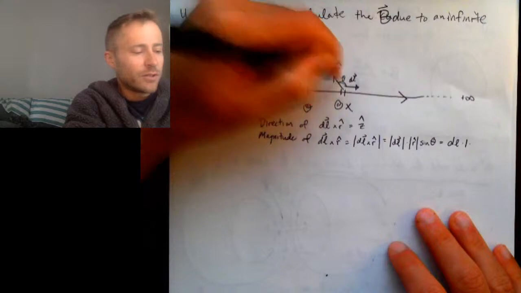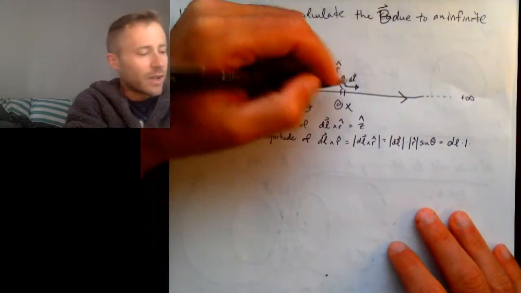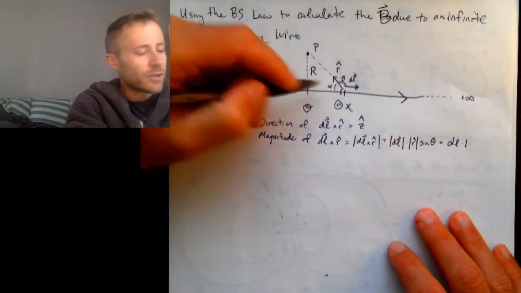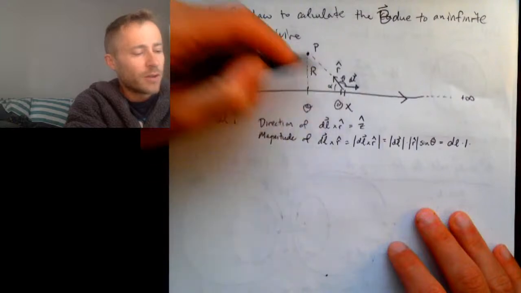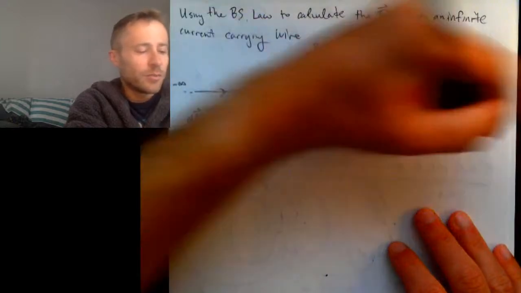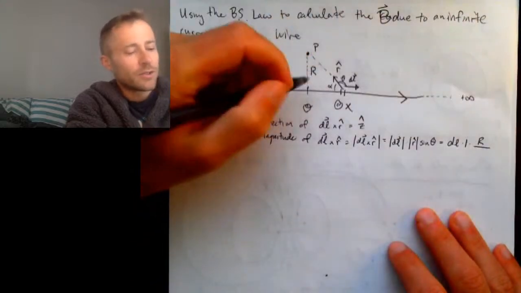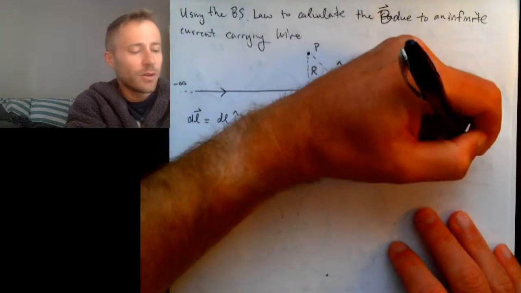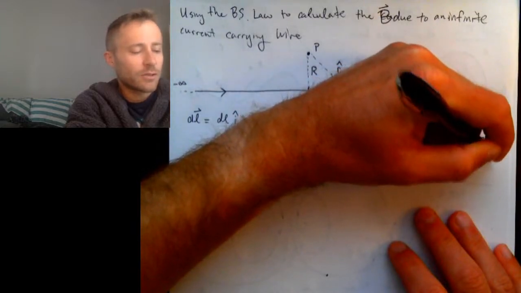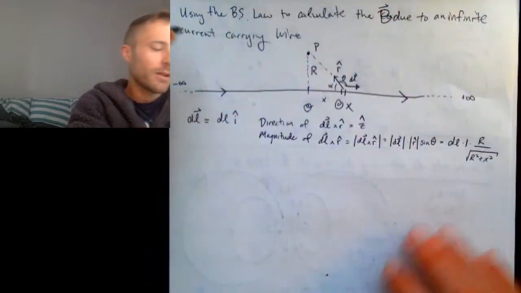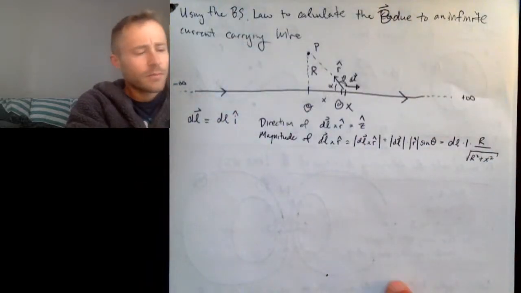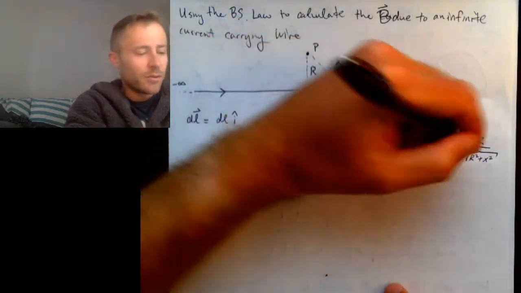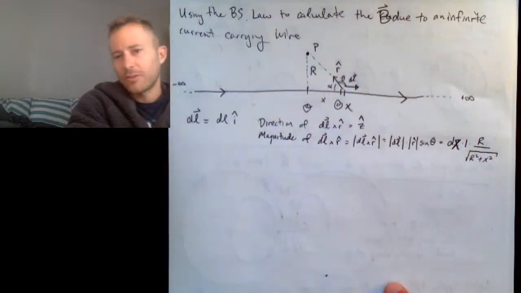So if this angle is theta, I want the sine of that angle, but it's actually the same thing as the sine of this angle. So that's going to be opposite over hypotenuse. Opposite is going to be r. Hypotenuse, this distance is x, so it's going to be the square root of r squared plus x squared. Okay? And actually, since dl is pointing in the x direction, I'm going to write the magnitude of dl as just dx.